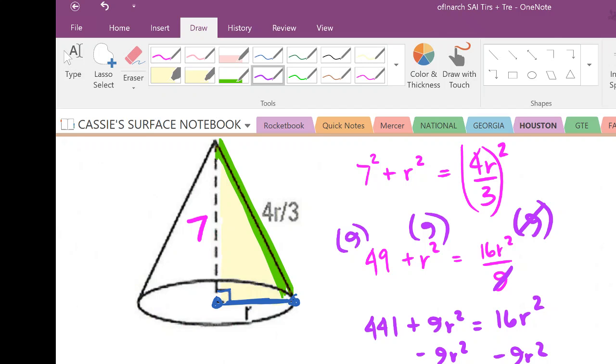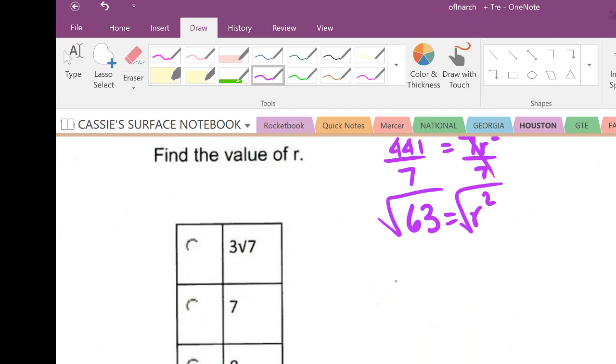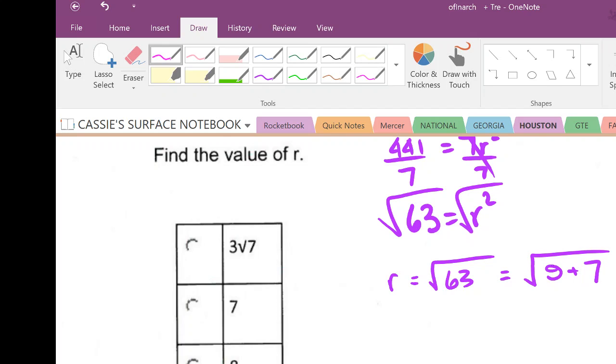So I'm going to square root both sides. The square root of 63 is the same as the square root of 9 times 7. And I know that the square root of 9 comes out as 3. So that equals 3 times the square root of 7. The answer is A.